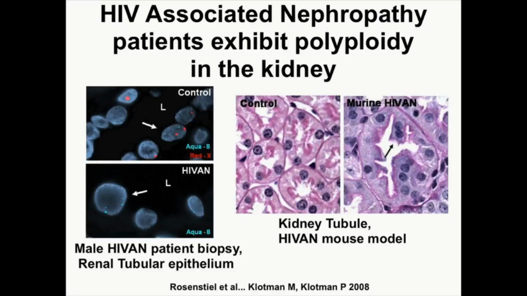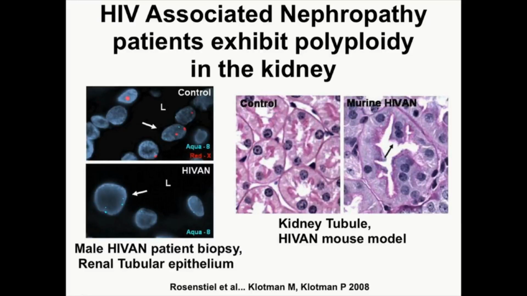And then it turns out that this HIV-associated nephropathy is actually very well modeled in the mouse. And so in mouse models of this, you can also get polyploidy. One manifestation of polyploidy are single cells with two nuclei, and that usually is the product of polyploidization by failure to complete cytokinesis. And you can see in this cross-section of a kidney tubule a binucleate polyploid cell.